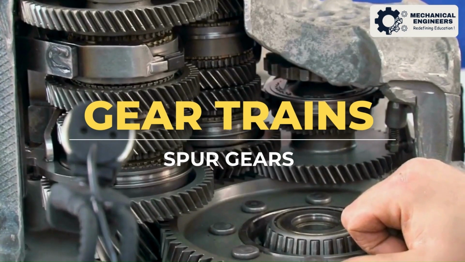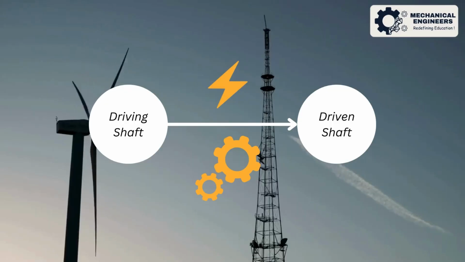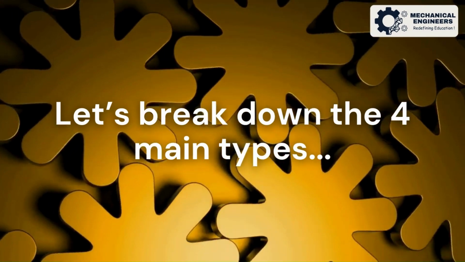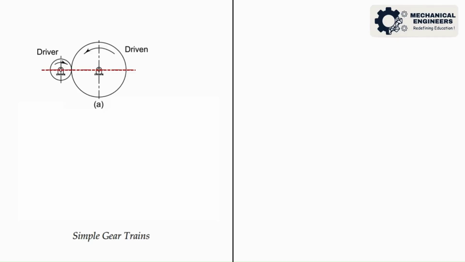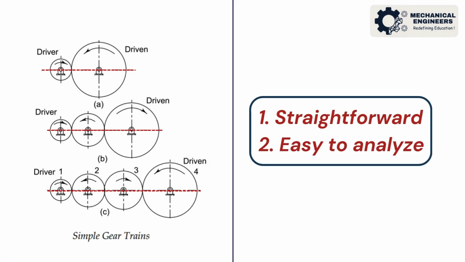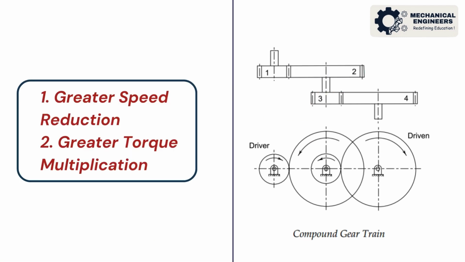A gear train is a fascinating mechanism that efficiently transmits power from a driving shaft to a driven shaft through two or more gears. Let's break down the four main types. First, we have the simple gear train, where gears are directly connected in a single line, making it straightforward and easy to analyze. Next is the compound gear train, which combines multiple gears on a single shaft, allowing for greater speed reduction and torque multiplication.